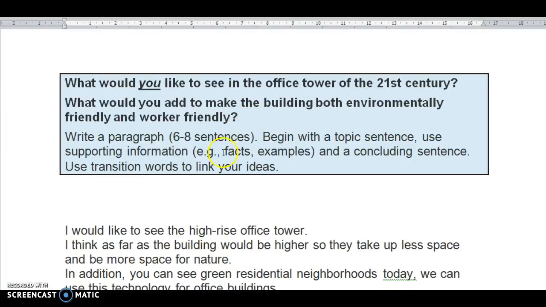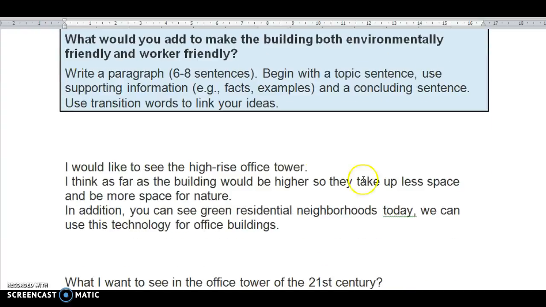And here you're asked to write a paragraph, 6 to 8 sentences, and to begin with a topic sentence that has your main idea, use supporting information, and a concluding sentence. And also you need to use transition words, connectors, to link your ideas. So let's take a look at some examples of what was written.